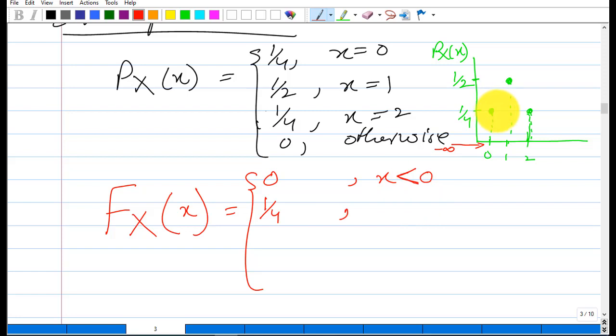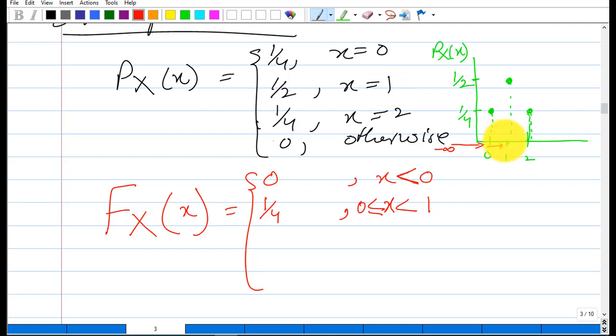If we move from 0 onward, because all other values are zeros, we add 1 by 4 plus 0, 1 by 4 plus 0, so it will stay at 1 by 4 until we are just behind 1, because at 1 there is another probability defined. So we will write this range as x greater than or equal to 0, because now it is defined at 0, 1 by 4, and less than 1. Nothing is defined in between 0 and 1, so that's why.